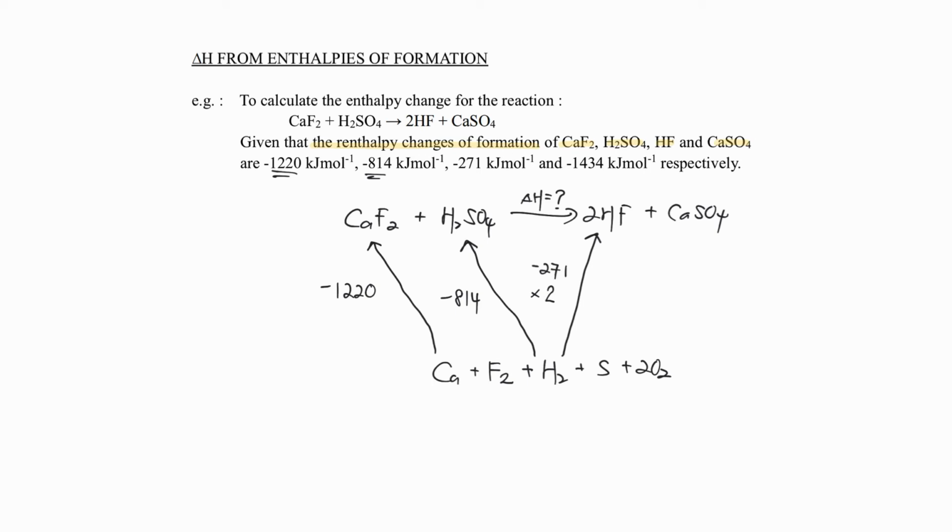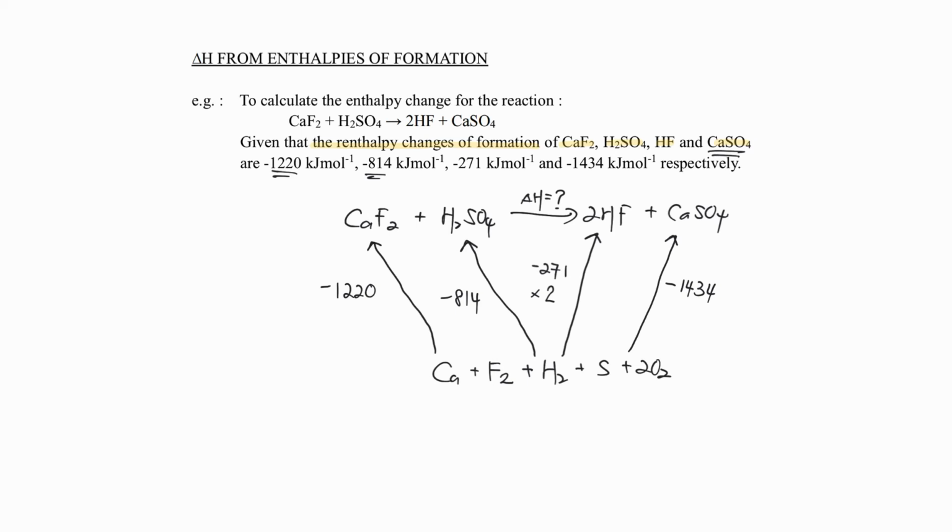Last to go, we have the standard enthalpy change of formation for calcium sulfate. We need calcium, sulfur, and 2 oxygen gas as the elements to form calcium sulfate. The arrow is pointing from the elements to calcium sulfate, and we have the value given here, negative 1434. So this is the Hess law cycle or energy cycle for this reaction.